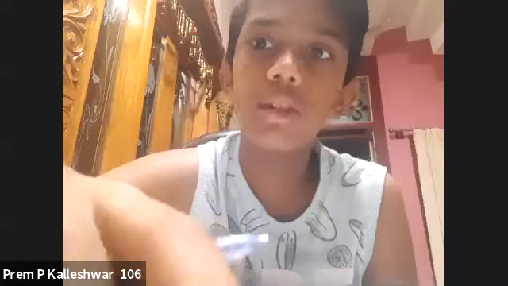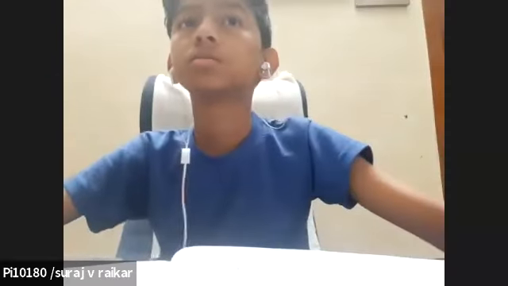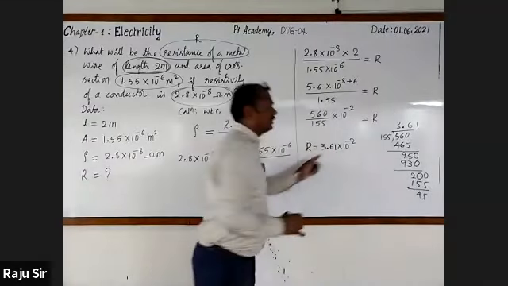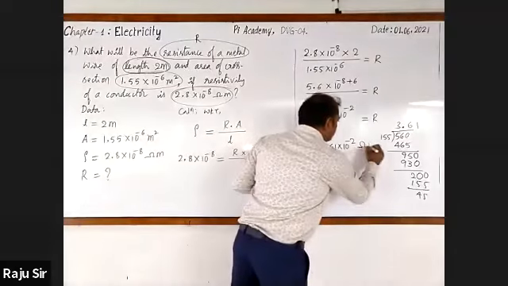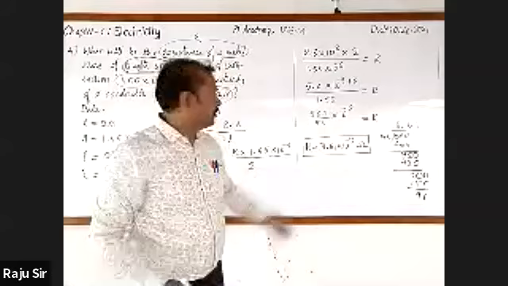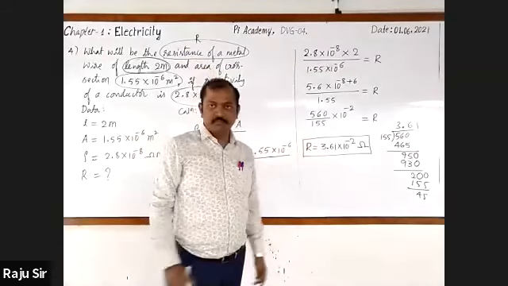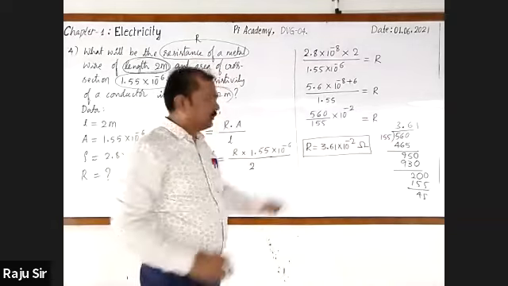It is 3.61, sir. 3.61 into 10 raised to the power minus 2. We know that the SI unit of electric resistance is ohm. Therefore, the resistance of the conductor is 3.61. Just we have divided, no? Hope you have got the same.